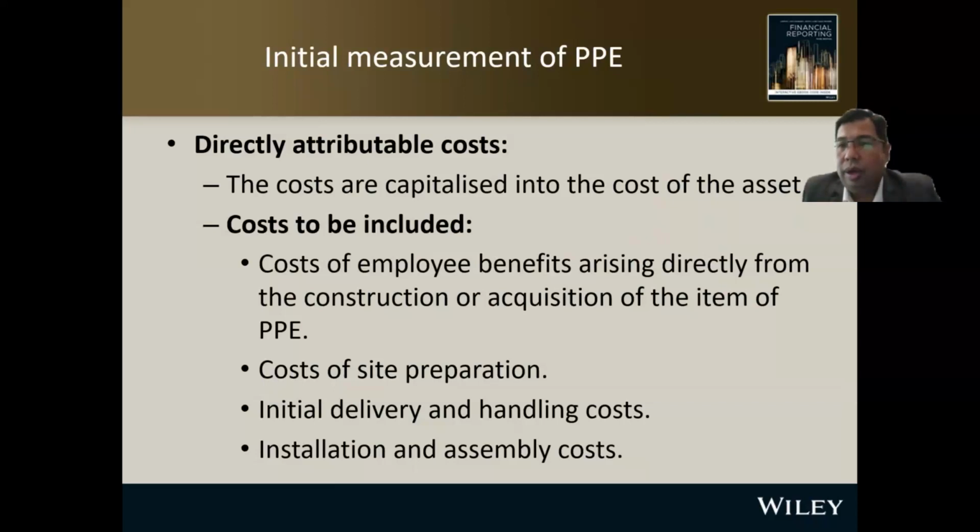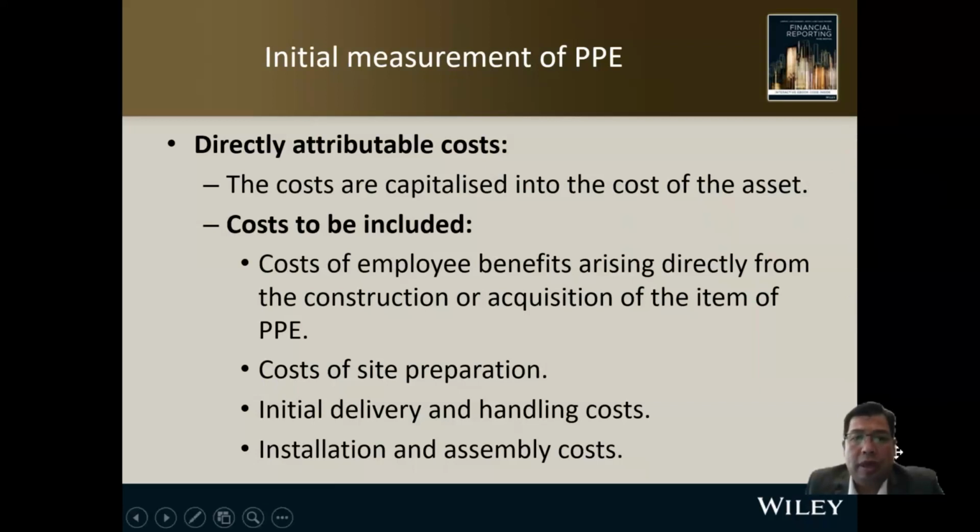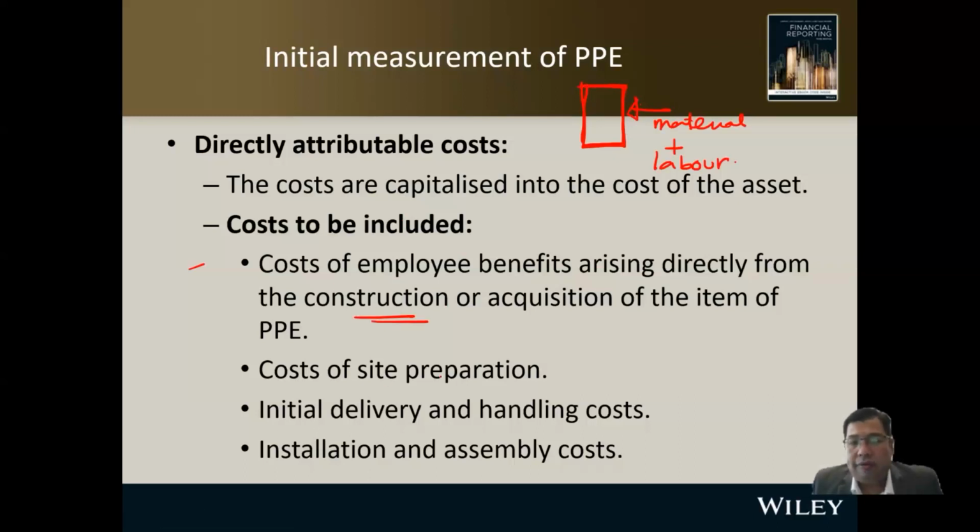Okay. So the next one, what are the costs directly attributable to the assets? It can be the cost of employee benefits arising directly from the construction or acquisition of an item of PPE. For example, if you build a building, you need construction material, plus labor. This labor should be included as part of the building cost when you're constructing a building. Another example, cost of site preparation.